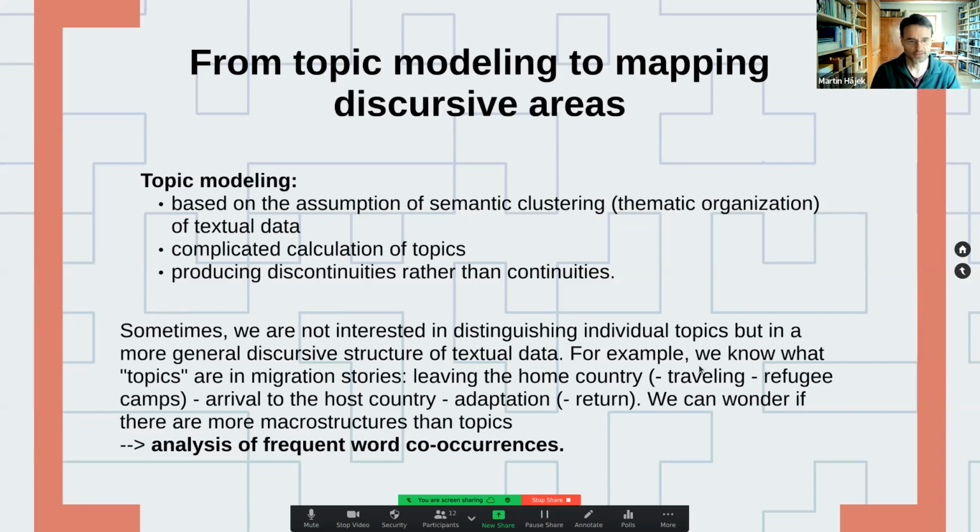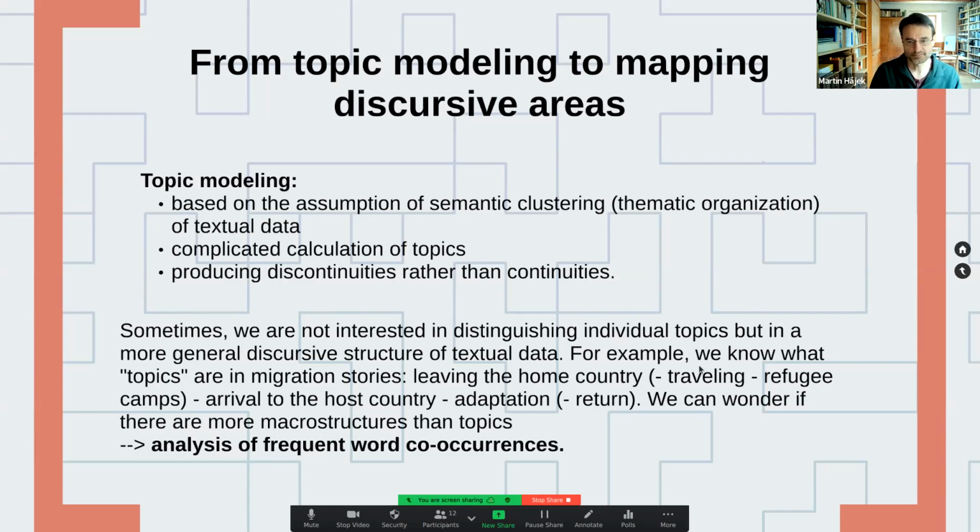It's enough to read one, two, three stories, and we see that it's about leaving the home country, next traveling or staying in some refugee camps. It's about arrival to the host country and adaptation there, integration, or return to the home country. These are the topics of these stories. They talk, of course, differently about these topics, but these are the main topics.